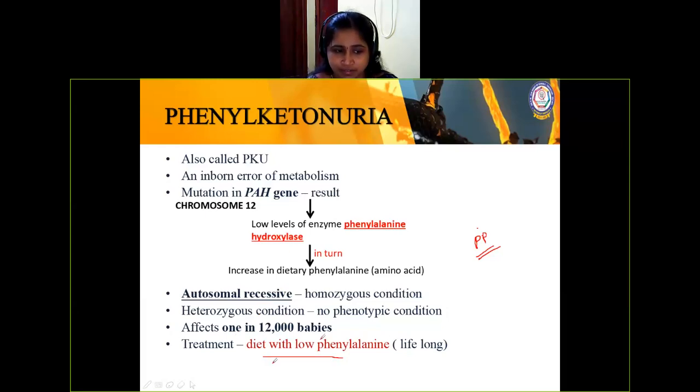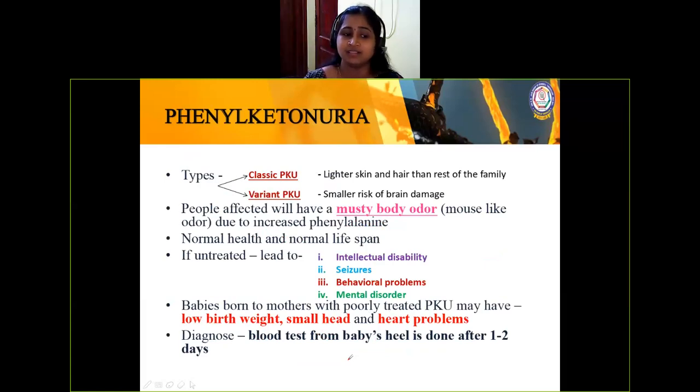Treatment is a low phenylalanine diet. There are two types, classic and variant. In classic, you can see a lighter skin shade and some effects, and in variant PKU there is a smaller risk of brain damage. Here the odor, they smell musty. Normal health, normal lifespan as usual. If untreated, it leads to intellectual disability, seizures, fits, behavior problems, and mental disorders.